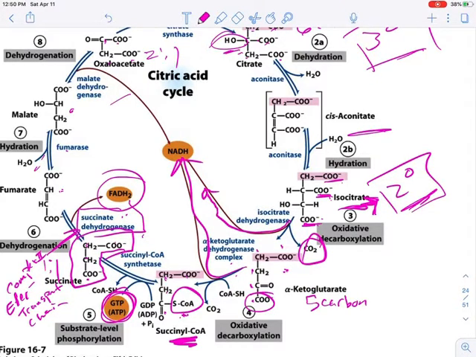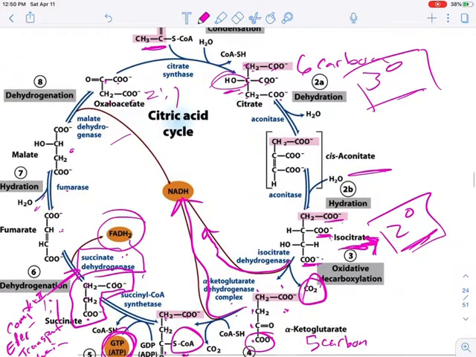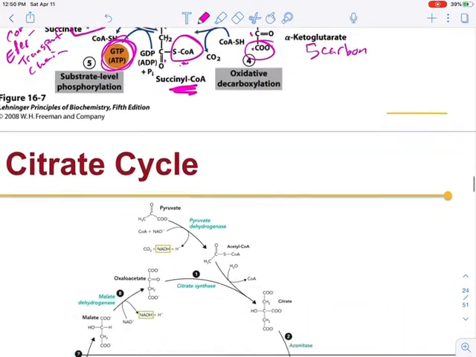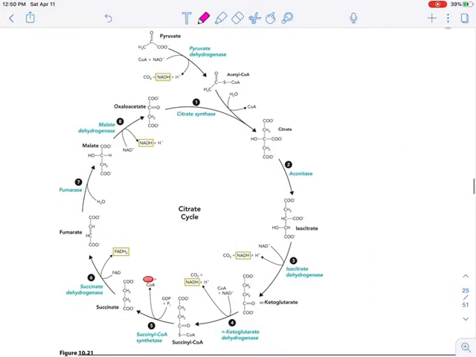The enzyme that does that is malate dehydrogenase. And then this oxaloacetate is ready to pick up another acetyl group. And there we have it. This is the citric acid cycle. 8 steps, 8 enzymes, plus aconitase, and 8 intermediates that take us through to the end.